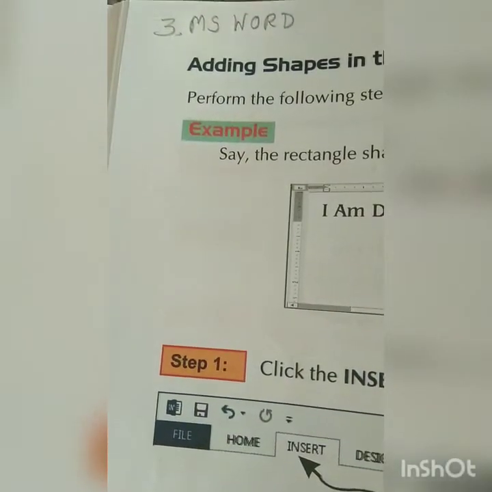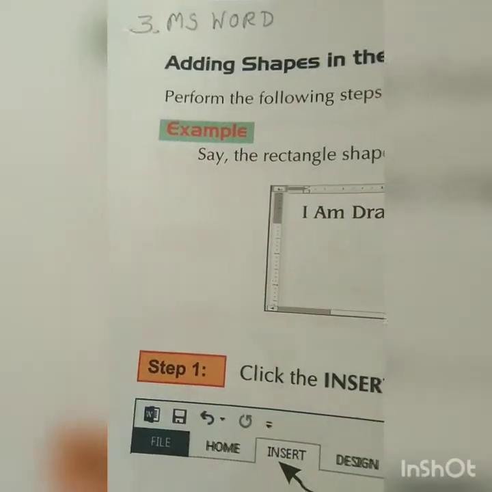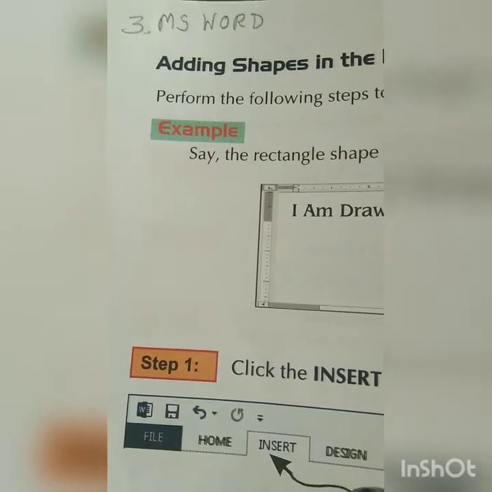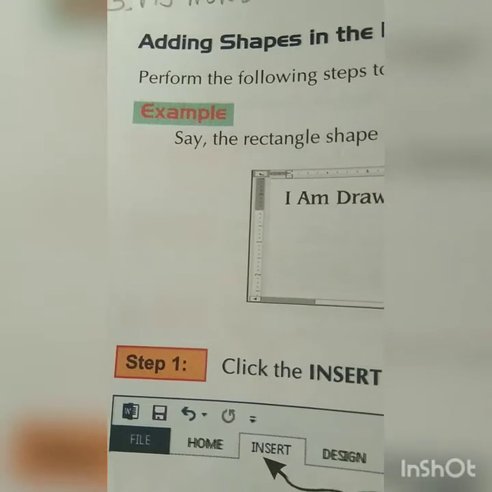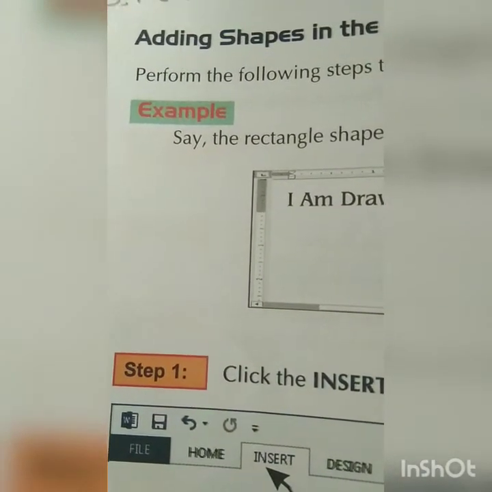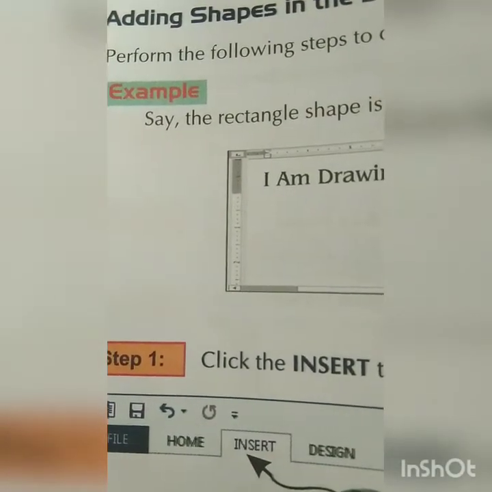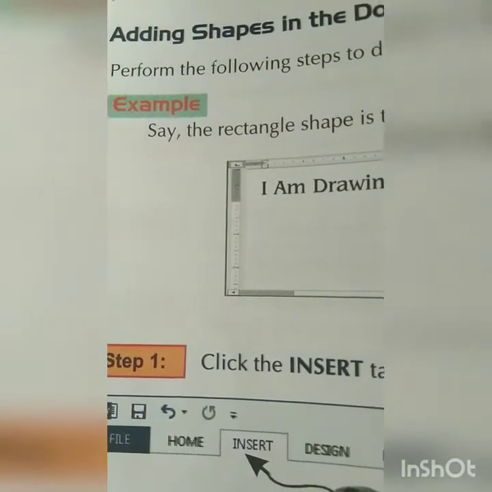So let's start our computer subject today, page number 48 of your computer textbook, lesson number 3, MS Word, part 6 of this chapter, which we are going to continue. Today we are going to learn about different shapes, how to use them in the document, where to take them from, and how to add a drop cap. What is a drop cap?